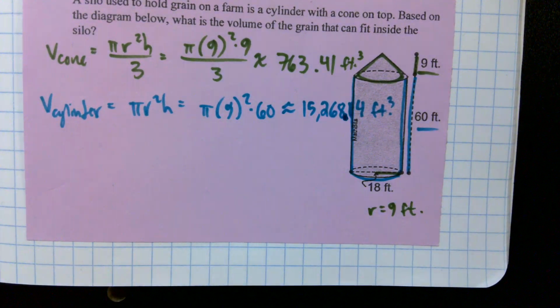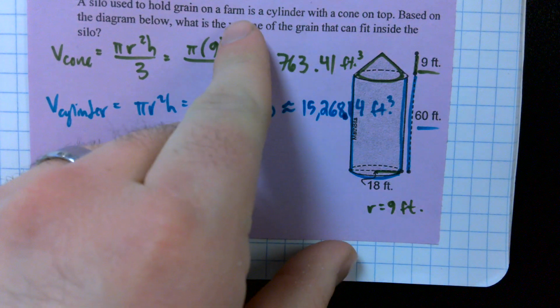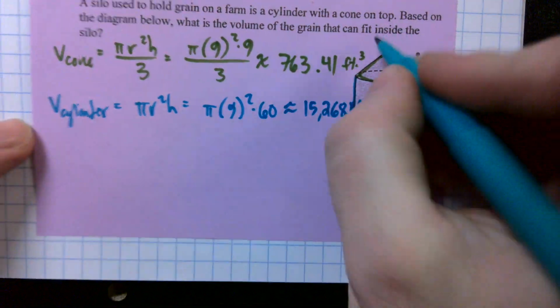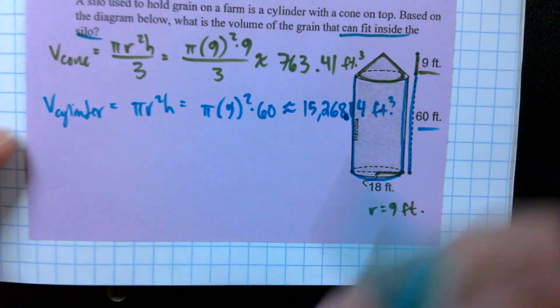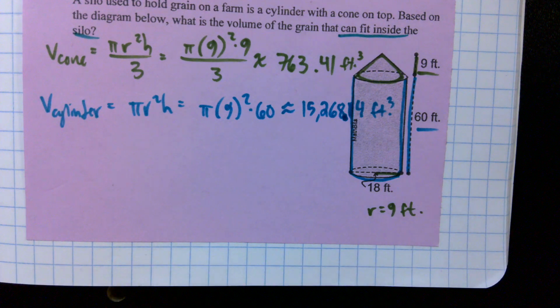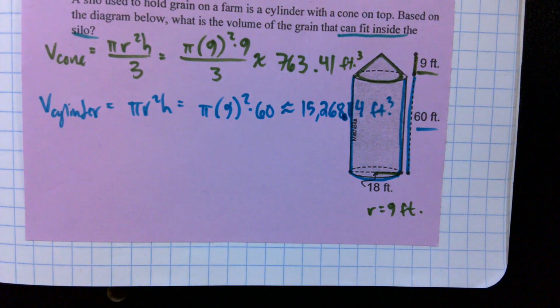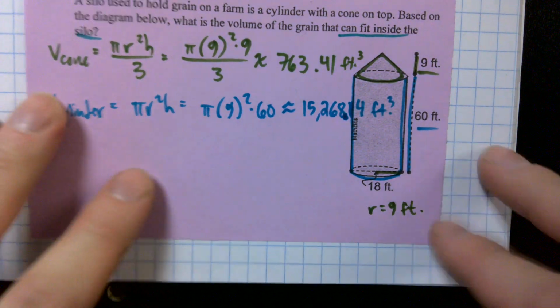So I found the volume of the tippy top. I found the volume of the cylinder on the base. But the question's asking, what's the volume of the grain that can fit inside the whole silo? How can I figure that number out? Am I going to subtract like I did in the second example? Or am I going to do something else? Jawad? The grain goes inside the cone? Yeah, it can get filled all the way up. So you would add, exactly.